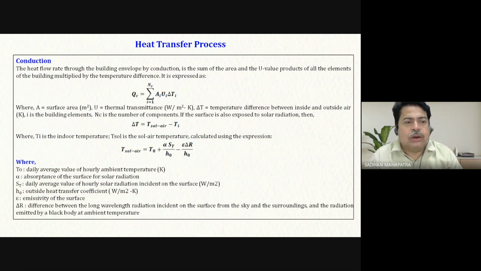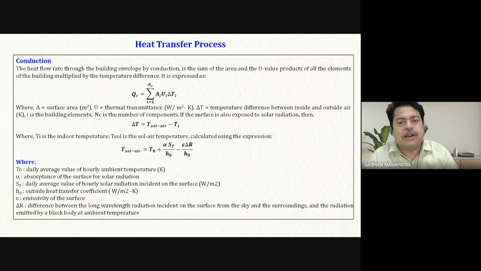Now let's look at the conduction process. The heat flow rate through the building envelope by conduction is the sum of the area and the U value products of all the elements of the building multiplied by the temperature difference. So generally we write Qc is summation i equal to 1 to Nc, Ai Ui delta Ti. A is the surface area, U is the thermal transmittance or overall heat transfer coefficient. Delta T is the temperature difference between inside and outside air. i is the building element. Nc is the number of components.